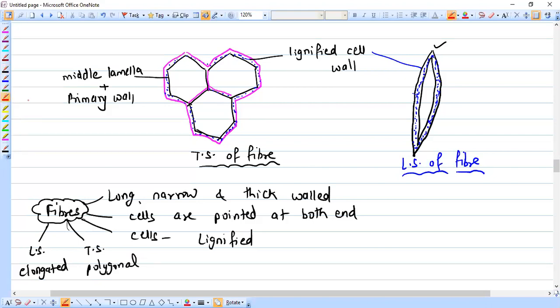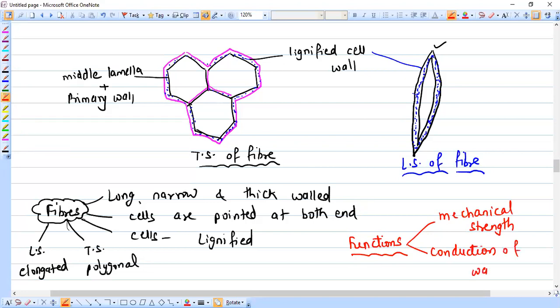So what are the functions of fiber? The most important function of fiber is that it provides mechanical strength. Mechanical strength is provided because of this. It is also responsible for conduction of water. So this becomes the fibers.